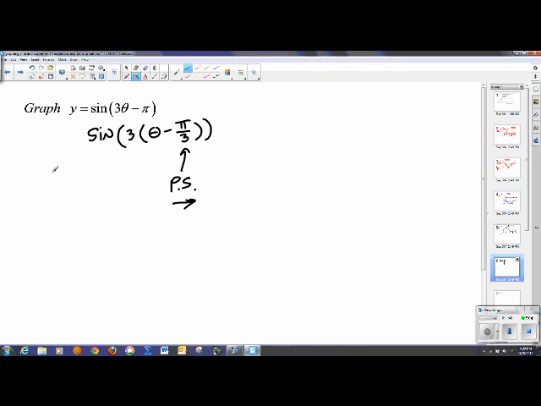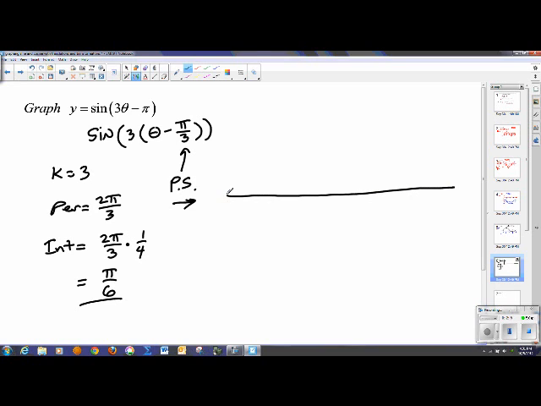3 deals with my k value. So my period is equal to 2 pi over k. And now my intervals are equivalent to my period, which is 2 pi over 3, divided by 4, or times 1/4. So that's going to equal pi over 6.